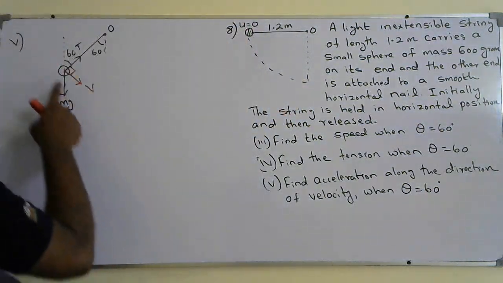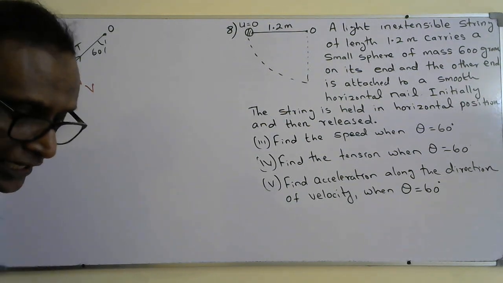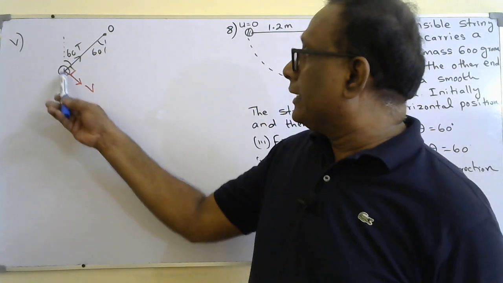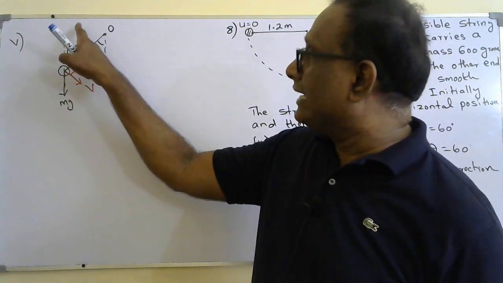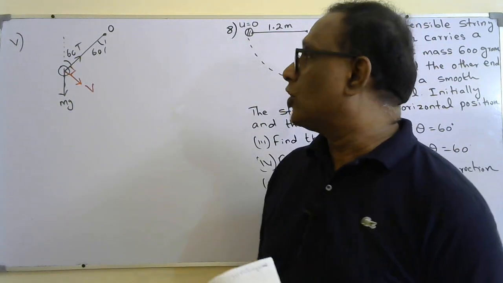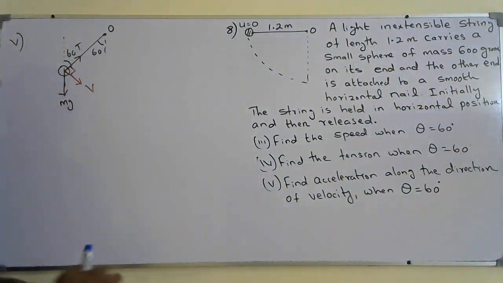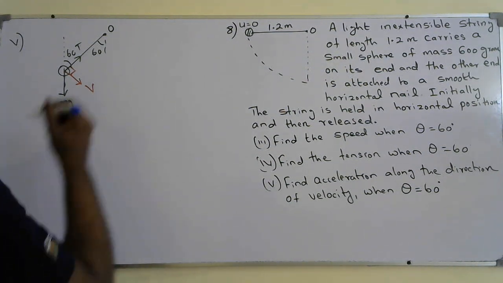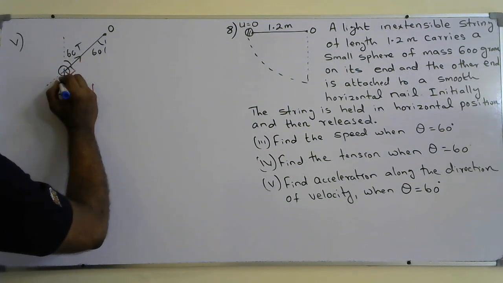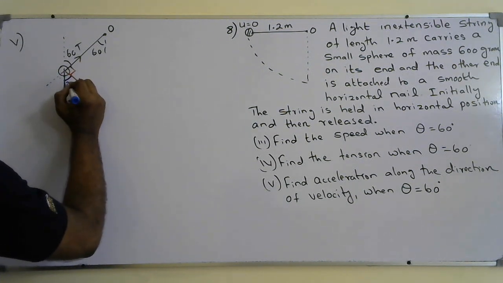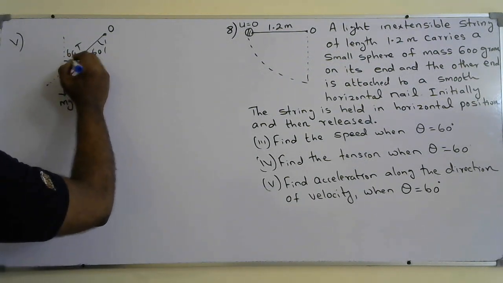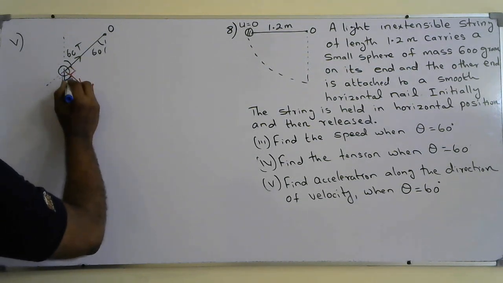So here the acceleration along the direction of velocity is only due to the component of the weight along the tangent, because tension is perpendicular to the tangent. So there won't be any component of tension along the tangent. So we need to find the component of the weight along the tangent. So this is 60 degrees. If we extend this line, this is the opposite angle 60. This is going to be 30 degree because this is 60, which is making vertical. So that means this is 60. This will be 90 degree.